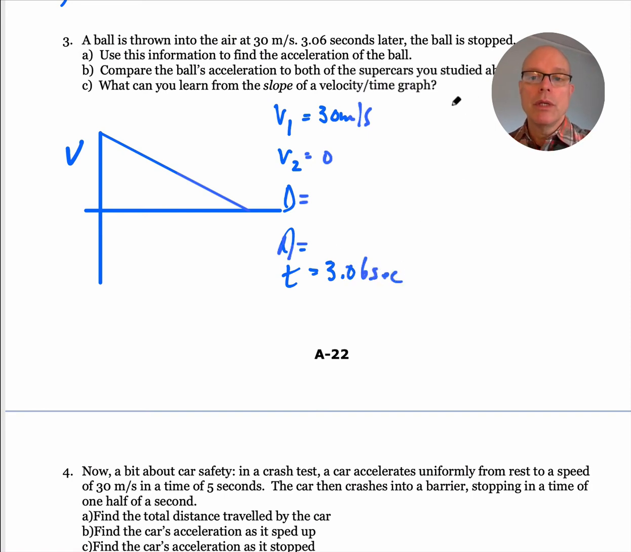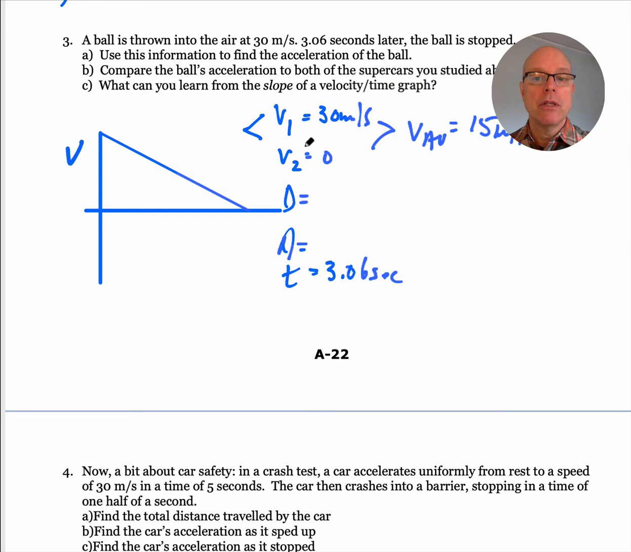And what I'm going to do is just go ahead like I have been and get the V average. So V1 plus V2 over 2 is 15 meters per second. Now, right here, you've got to use your common sense. You can't be a robot. You've really got to think.